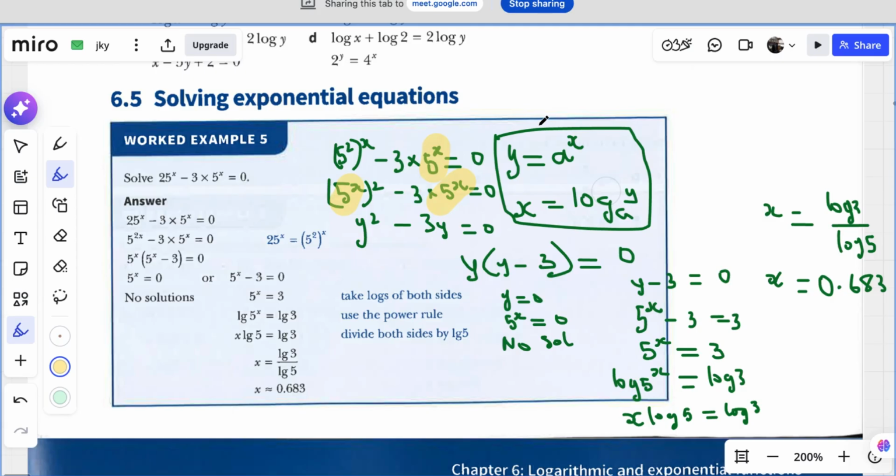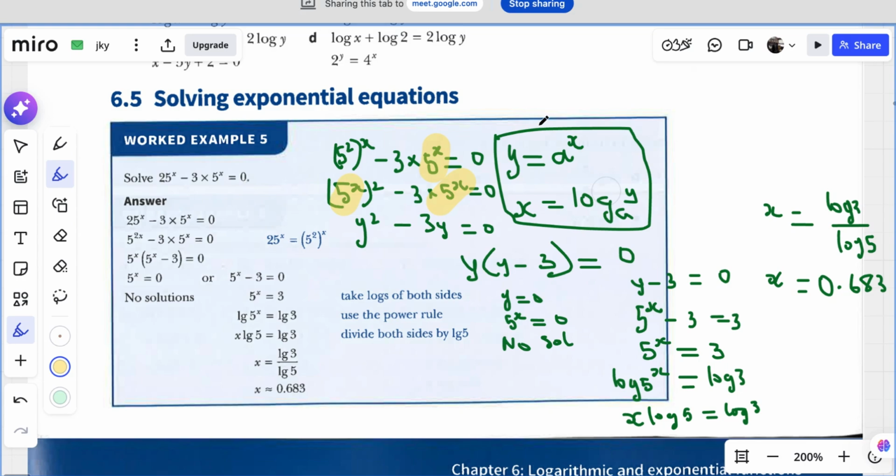Now 5 raised to power x minus 3 equal to 0. And then you have 5 raised to power x, only this one, equal to 3, because you move this negative 3 to the right. So the next thing is to take log of both sides. You say log 5 raised to power x equals log 3.